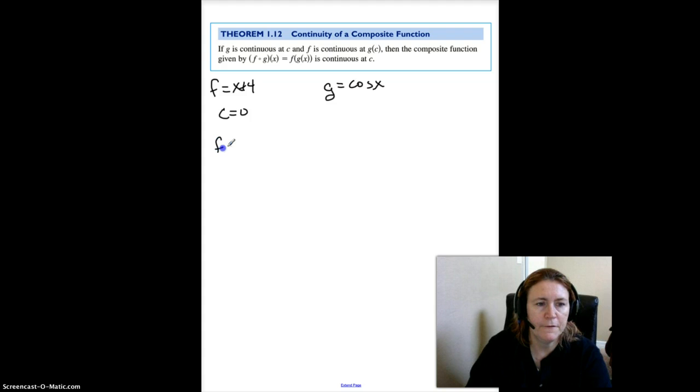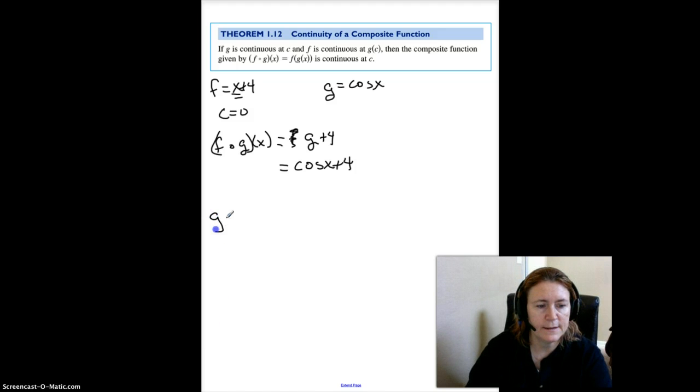So f of g of x means everywhere in f, where you see an x, you're going to plug in g of x. So everywhere I have an x in f, I'm going to plug in a g. This is g plus 4. I'm putting in the step even though you don't really need it. So it's cosine x plus 4. This function is still continuous at c.